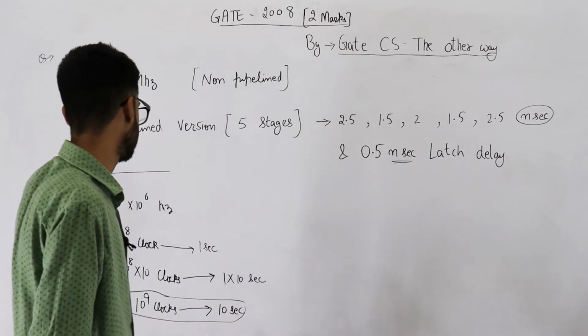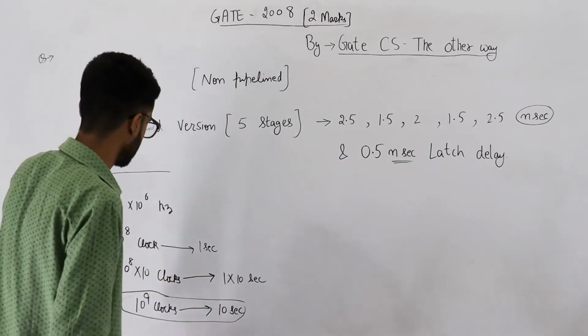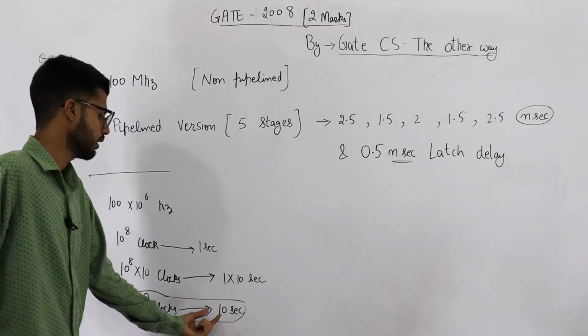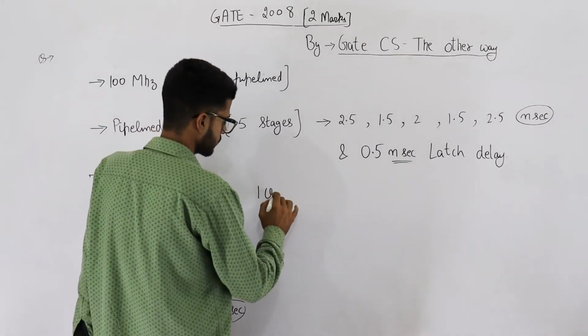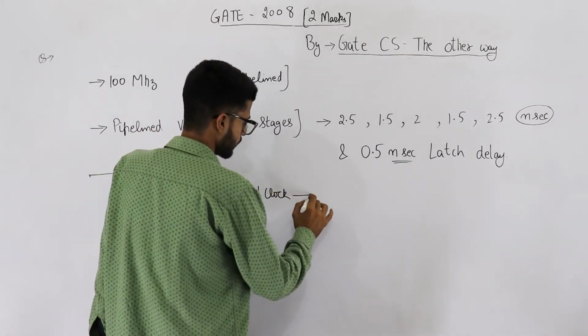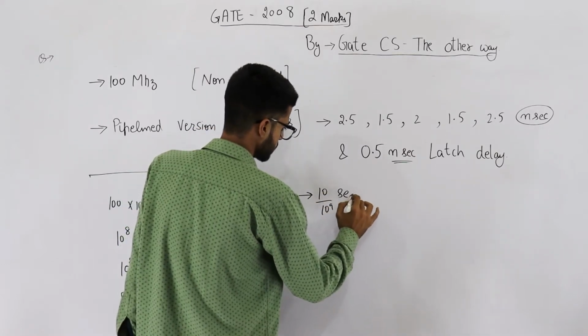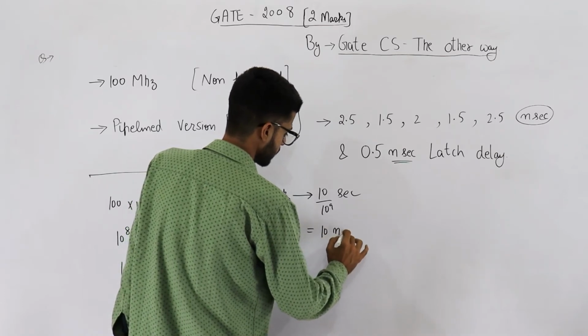Which obviously means 1 clock takes 10 nanoseconds. You just take this 10 raised to the power 9 to this side. It will get divided by 10. That means 1 clock takes 10 by 10 raised to the power 9 seconds, which is equivalent to saying 10 nanoseconds.